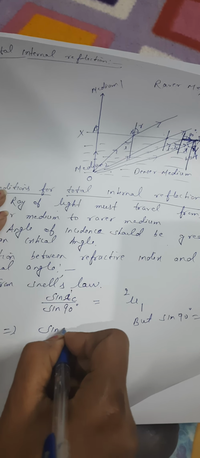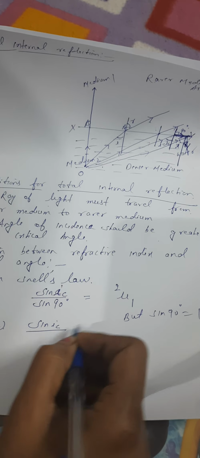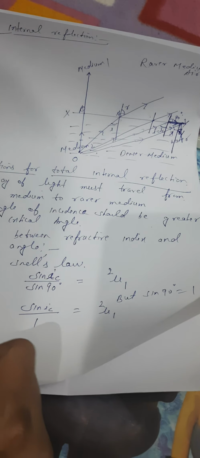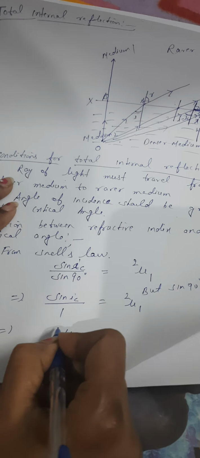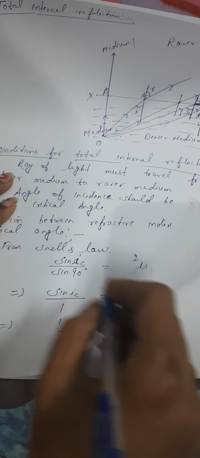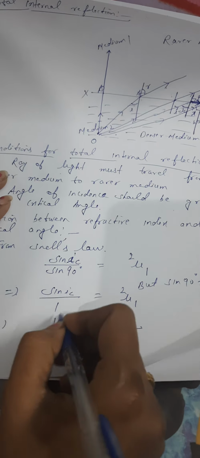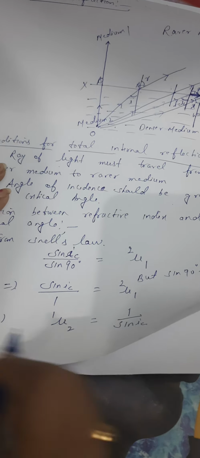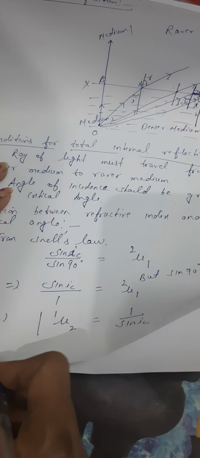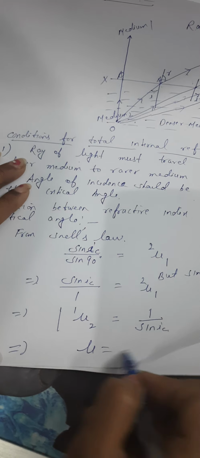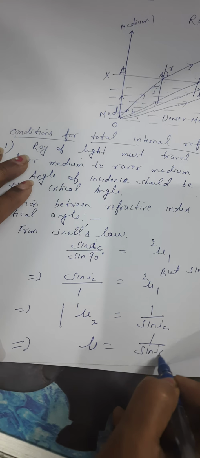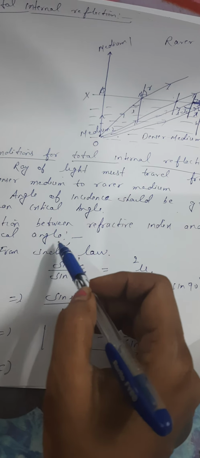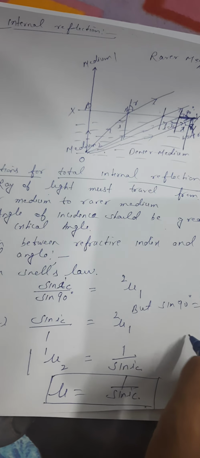So sin iC upon 1 equals the refractive index of medium 2 with respect to 1, or of 1 with respect to 2. We can take the reciprocal of it, that is 1 upon sin iC. This is the relation, or we can write mu equals 1 upon sin iC. This is the relation between the refractive index and the critical angle. This is all for today. Thank you.